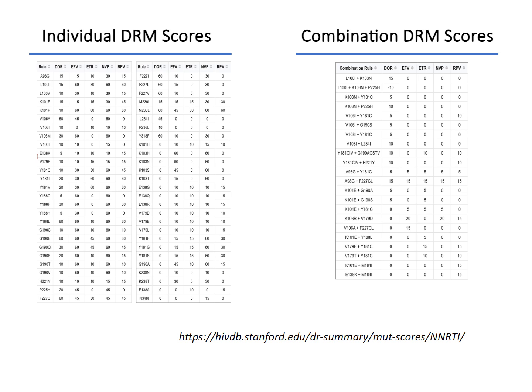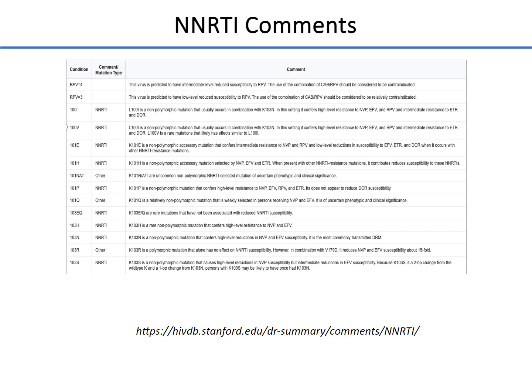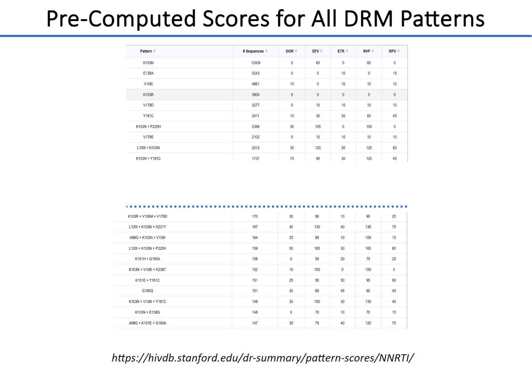An in-depth description of the HIVDB resistance interpretation program is described in another presentation. All drug resistance mutations that receive a penalty score and some that don't are accompanied by a comment. The complete list of comments for each drug class can also be viewed on the website. There is also a table that lists pre-computed scores for all combinations of drug resistance mutations present in the database.